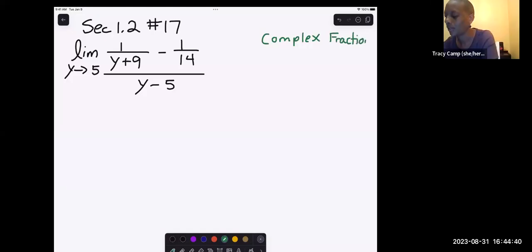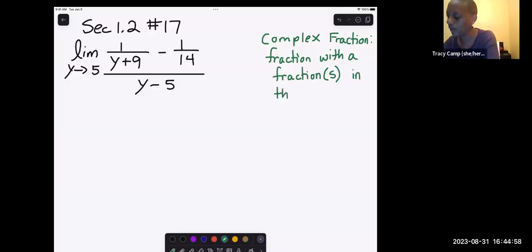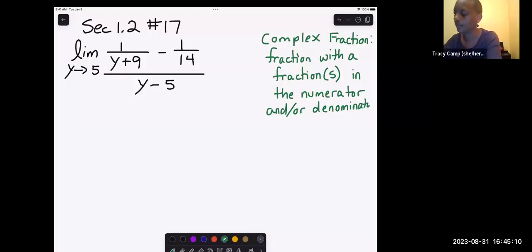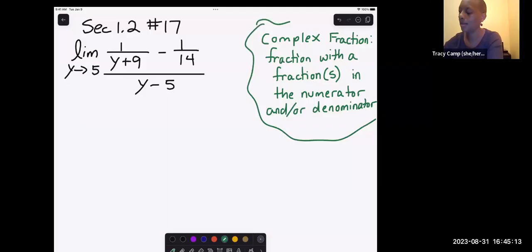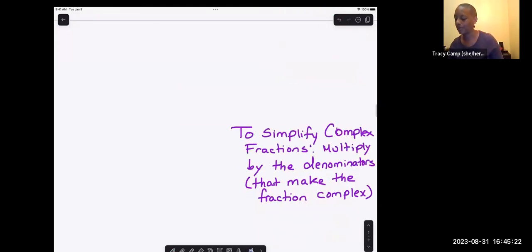So it's a fraction with a fraction. Or it could be multiple fractions, like in this case, in its numerator and/or denominator. That's a complex fraction. And the process that I like to use to get rid of complex fractions, there are a couple of processes, but what I like to do is this right here.